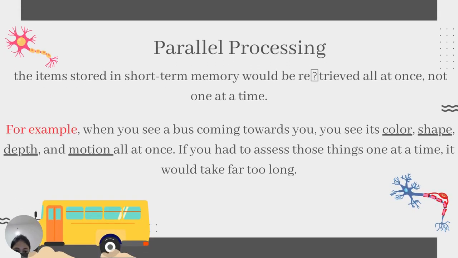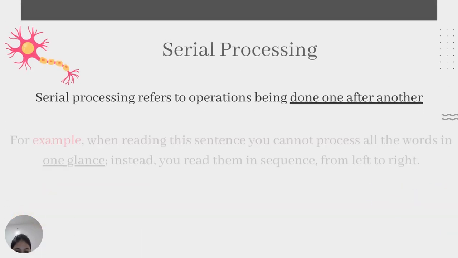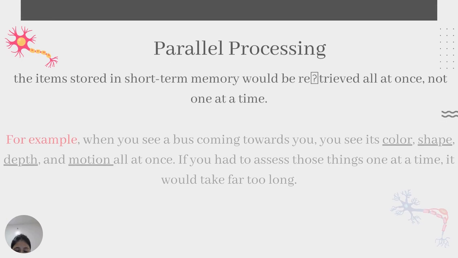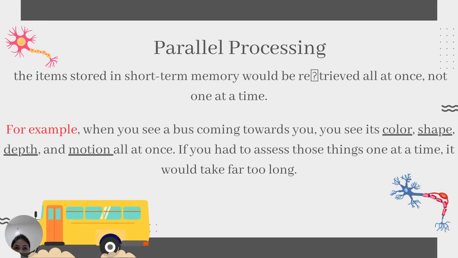So let me explain. Parallel processing is when the items stored in short-term memory are retrieved at once, not one at a time. For example, when you see a bus, of course, you remember everything. You remember that it is squared. You remember that it has six wheels. You remember that it has doors, and you remember that it is a yellow bus, because I think generally the color of the bus here in the Philippines is yellow, right? So this is just one example of parallel processing. Like, you remember everything in just one glance. When you see a bus, you know it all: the bus is yellow, the bus is square, the bus has doors and has six wheels.